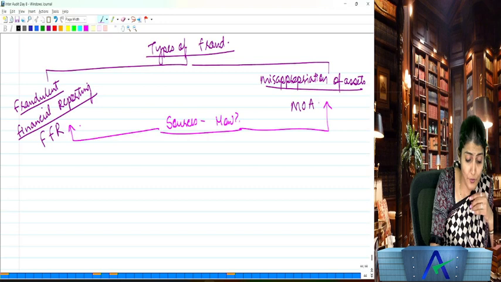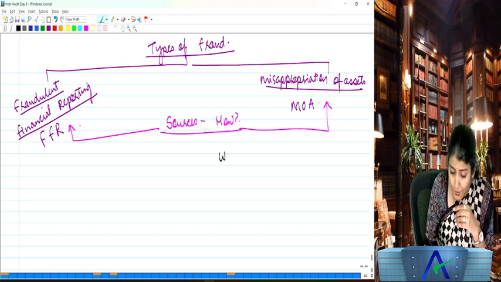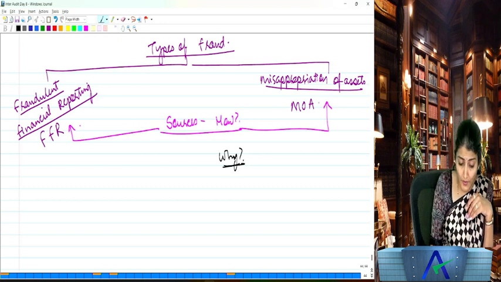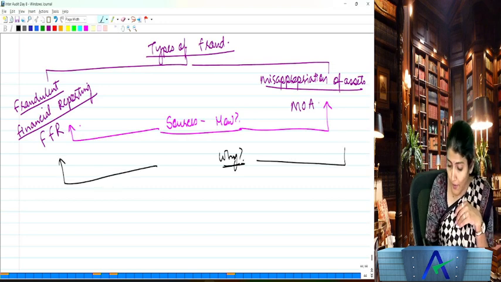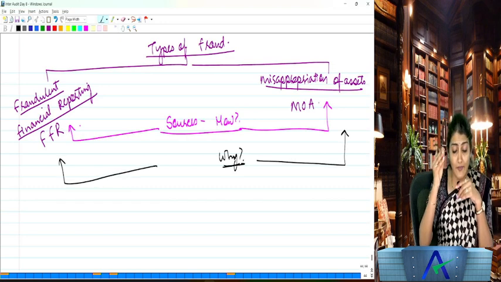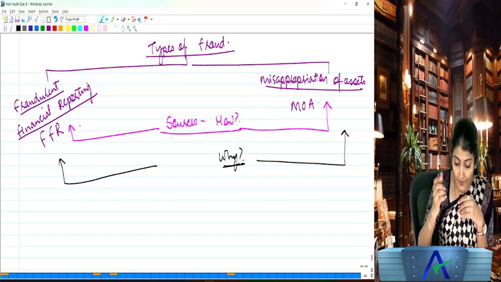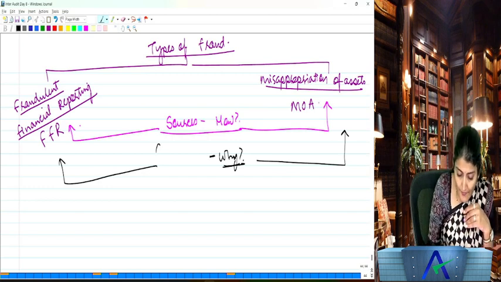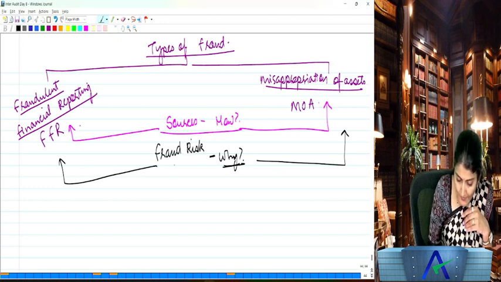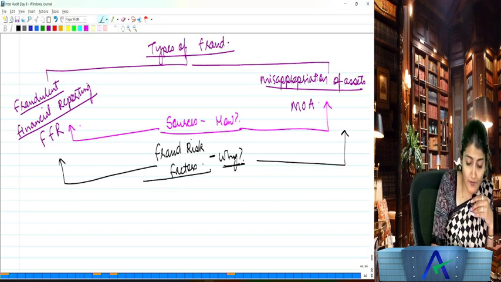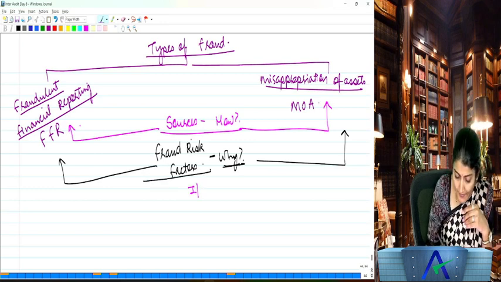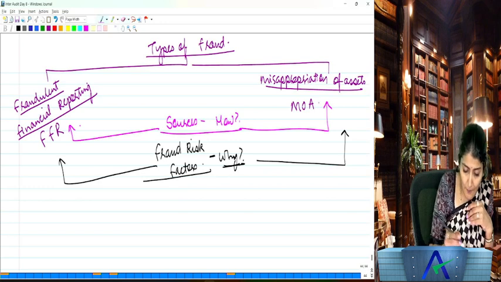Now please listen to me carefully. Next question. Okay, why would a company do the fraud in the accounting, and why would the company do a misappropriation of the assets? So why would it do so? That means there is a fraud risk factor. And what are the fraud risk factors which we have over there? Yes, fraud risk factors, IPO.